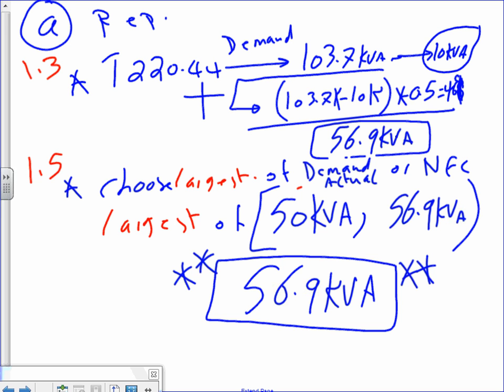Choose the largest. Why the largest? Because what's the worst scenario? Safety.